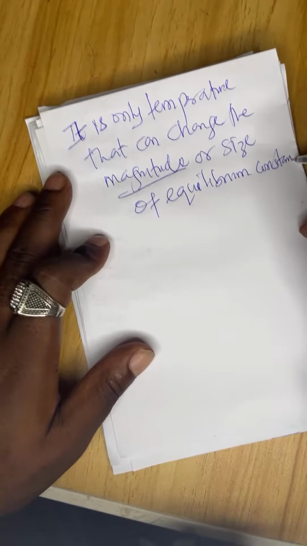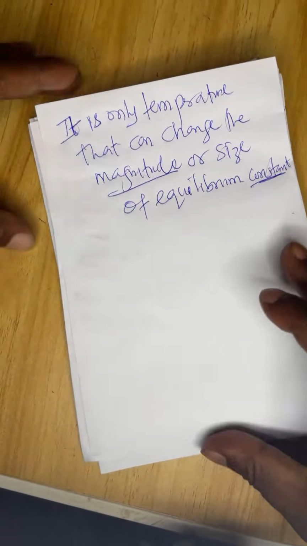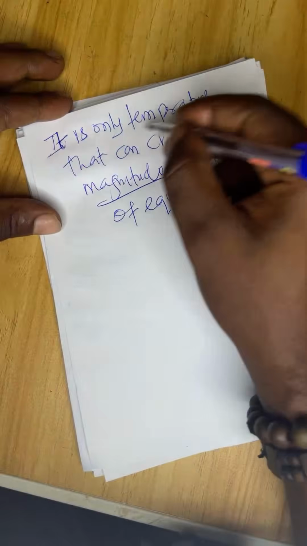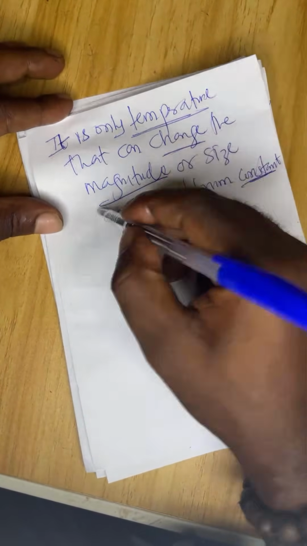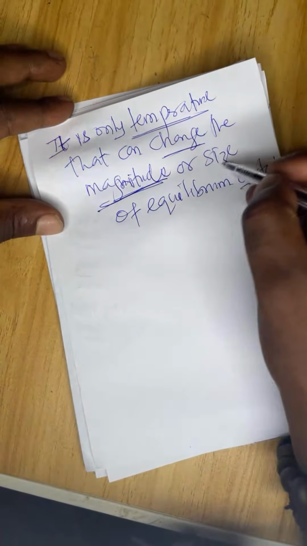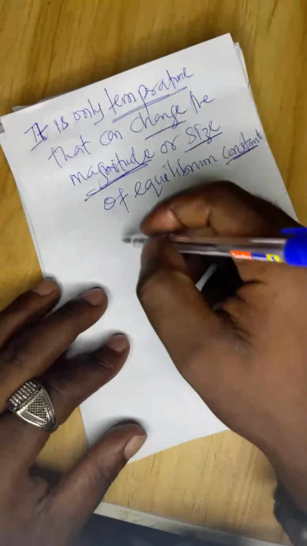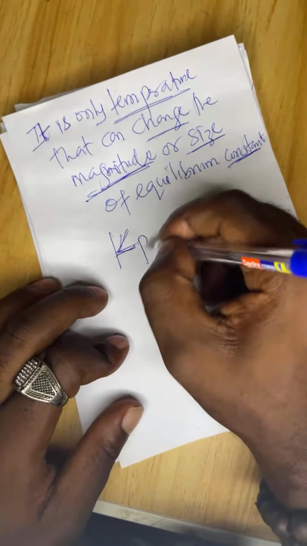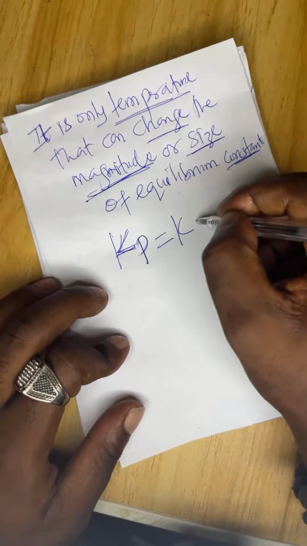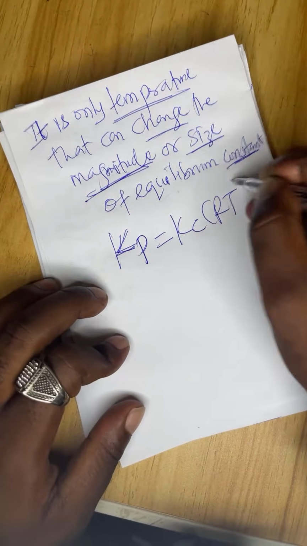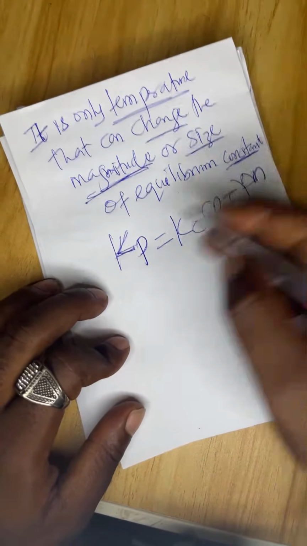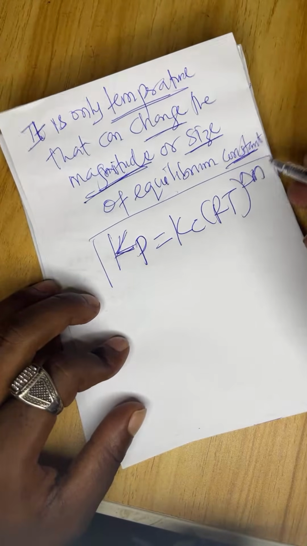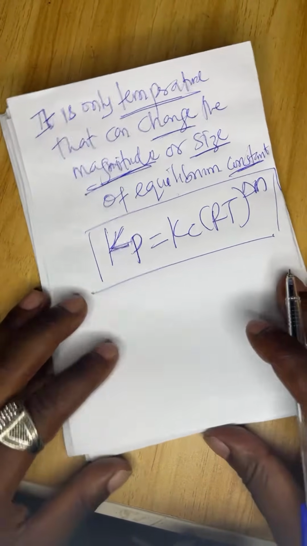Temperature, concentration and pressure are the ones for position, all of them. But it is only temperature that can change the magnitude, or size. Now how? There's a relationship: Kp equals Kc (RT) to the power change in n. So now look at it.